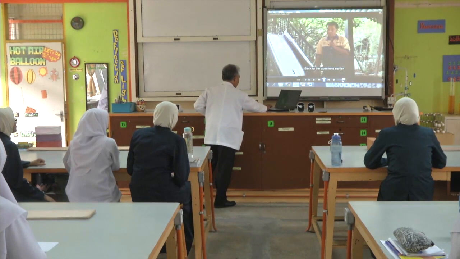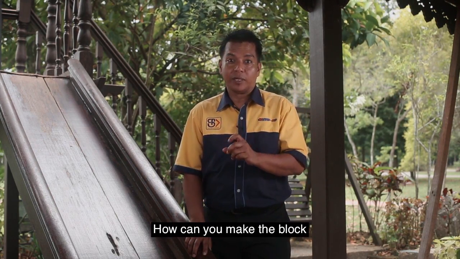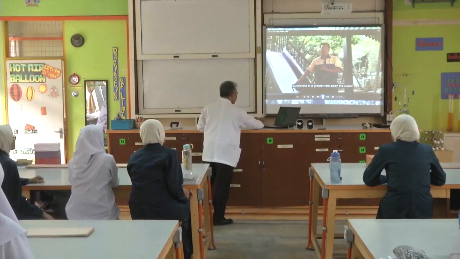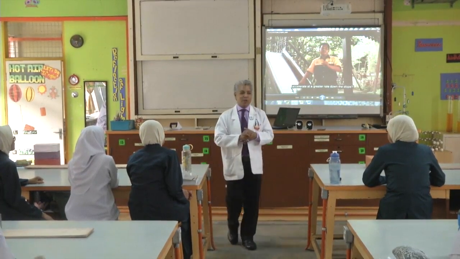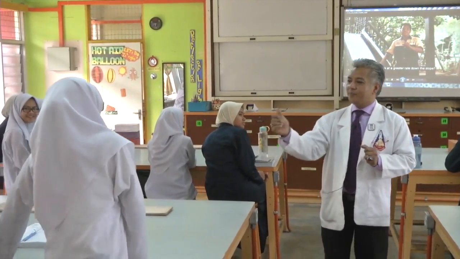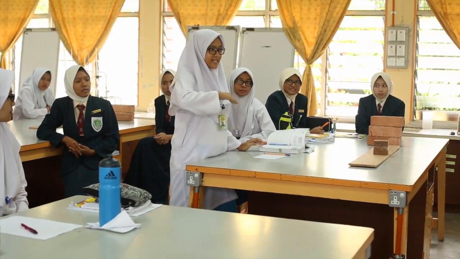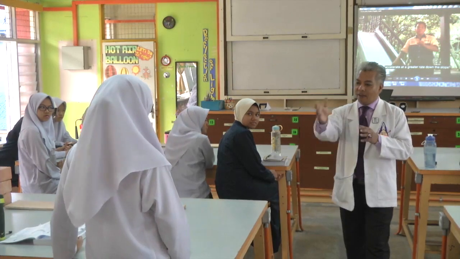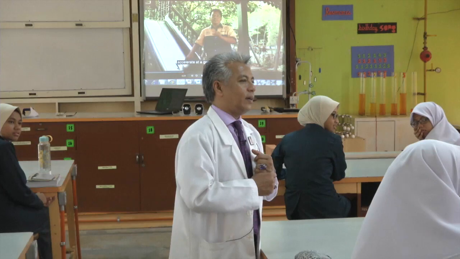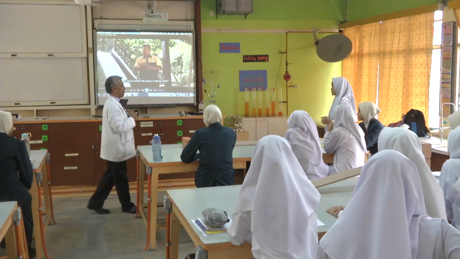Now back to the questions earlier. Question 1. How can you make the wooden block accelerate at a greater rate down the slope? Who would answer question 1? Yes, Shakina. By increasing the angles of inclination. All right, thank you. Please sit down. Any other answers? Okay, fair enough. Increasing the angle of inclination.